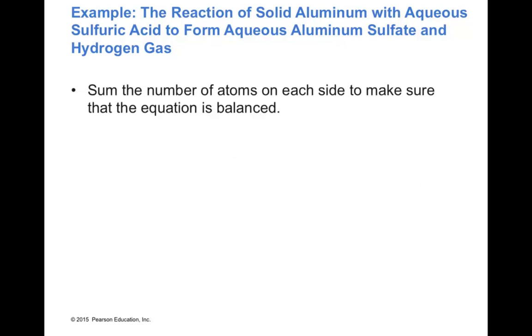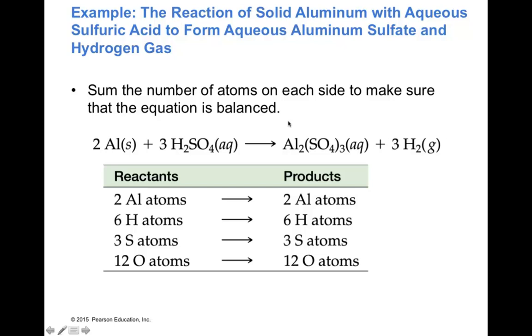So we sum the number of atoms on each side to make sure that the equation is balanced. We have 2 aluminums here, and 2 aluminums from here. We have 6 hydrogens, 3 times 2 is 6 hydrogens, and here also 3 times 2 is 6 hydrogens.